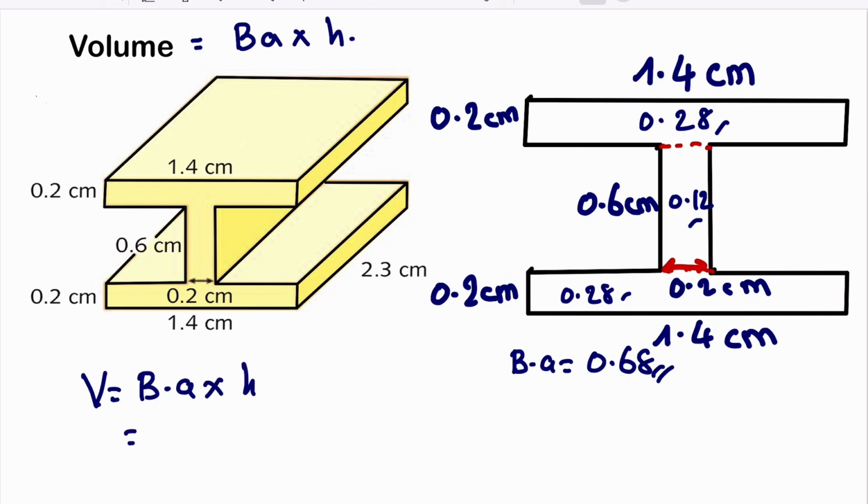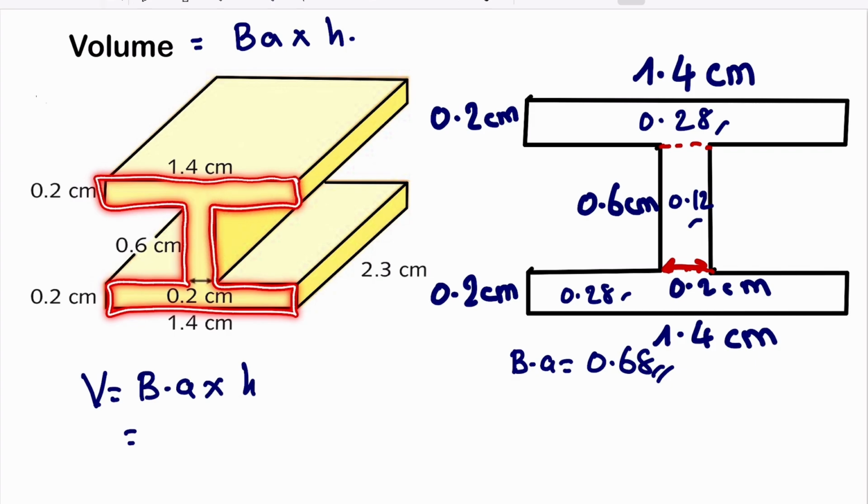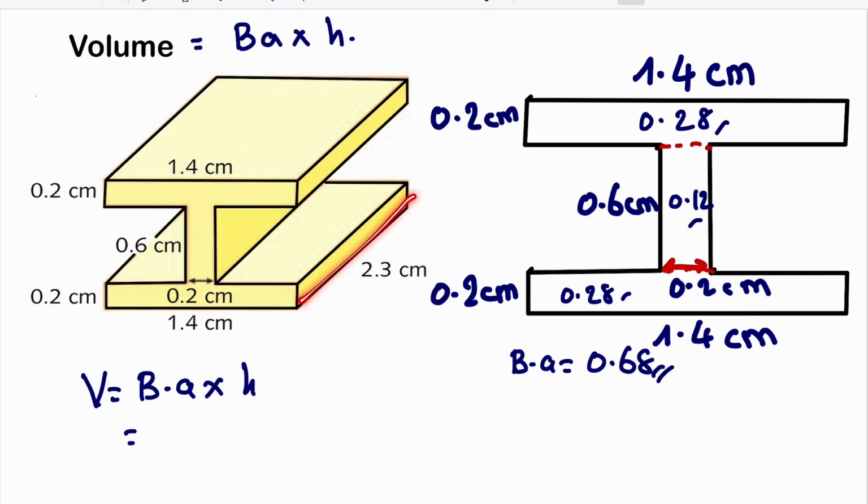What is the height of this prism? If we can see for the base, we use all these dimensions except this. So this part is the height of the prism. We can see 2.3, 2.3. So this will be the height of the prism, which is 2.3. So we are going to have 0.68 times our height, which is 2.3.